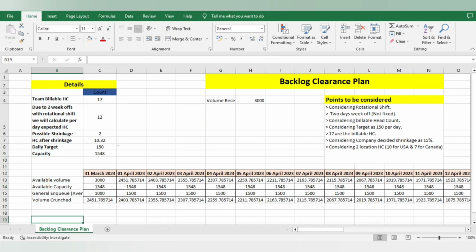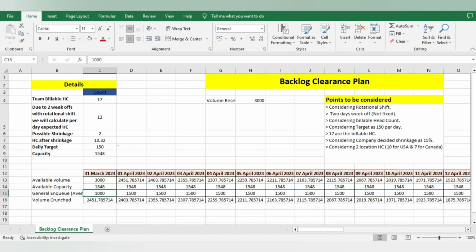Now guys, how can we do this? First I will mention my available volume, available capacity, the general NQ I'm getting every day, and the volume crunched. Simple, guys. I will start with my current date. I got the volume as 3000, volume enqueued as 3000. My capacity is 1548. This is how we have calculated it every day on an average, guys.